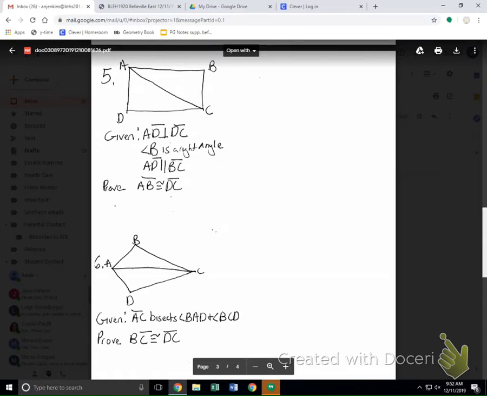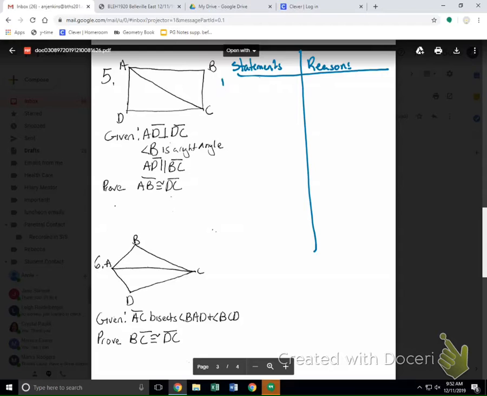So number 5, on the second sheet, day 2 review. This is probably the longest proof you're going to have today or tomorrow. Statements, reasons. Let me try that again. I'll try to write that a little better. Statements, reasons.